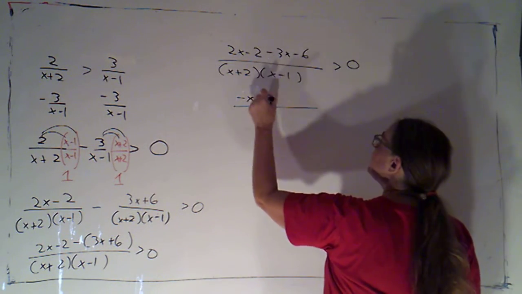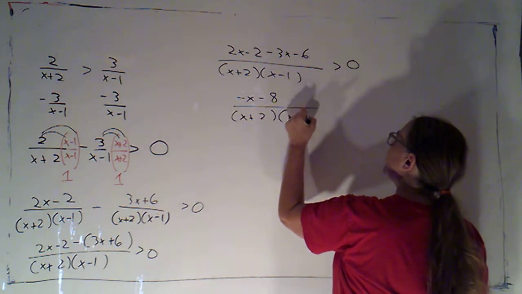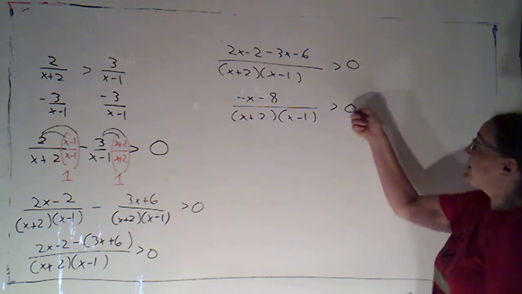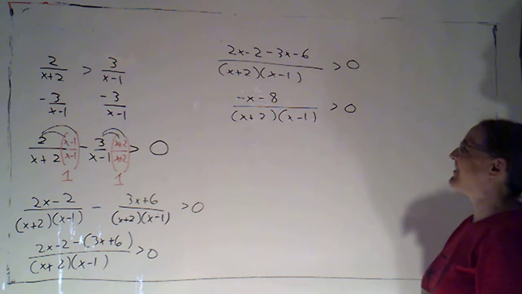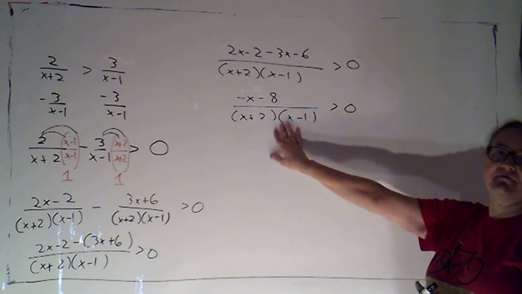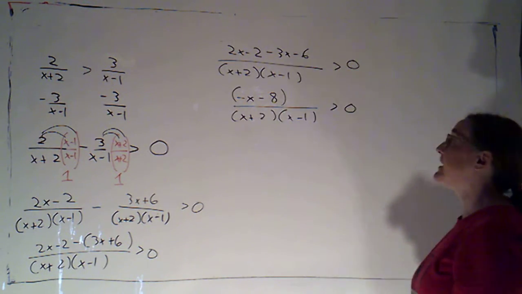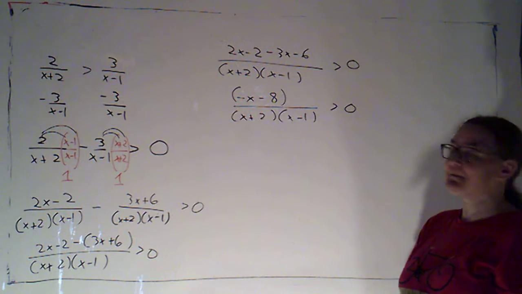Negative 2 minus 6 is a negative 8. And then on bottom we've got x plus 2 times x minus 1. And we still want to know where this thing is bigger than 0. Okay, at this point I've got the top and bottom in factored form. I'm viewing that top as just a single linear factor of negative x minus 8.